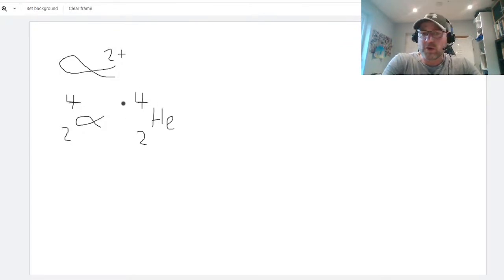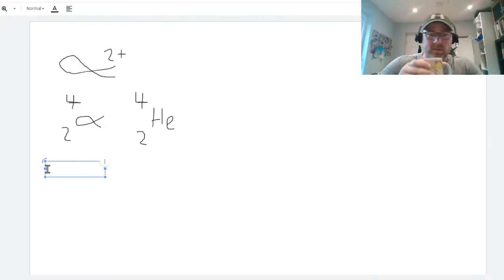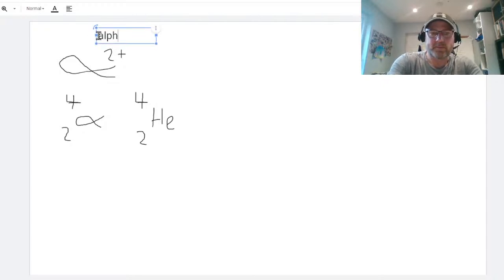What does this number 4 tell you? Well, what does that mass number tell you? You should know from chemistry. What does the mass number tell you? So I'm just going to go through alpha first, and then we'll go do beta and gamma.